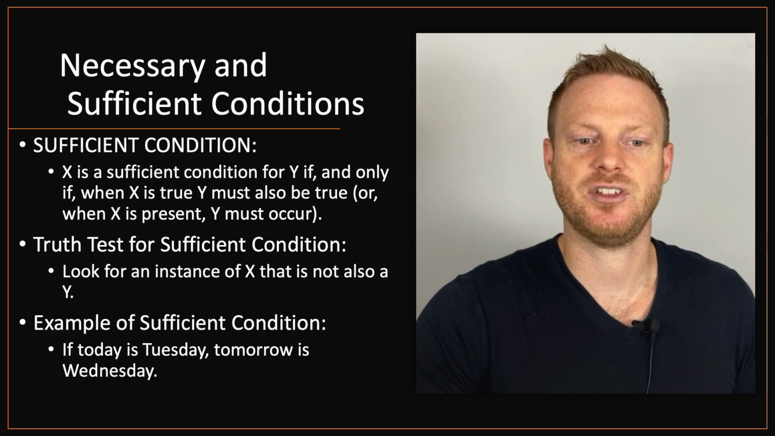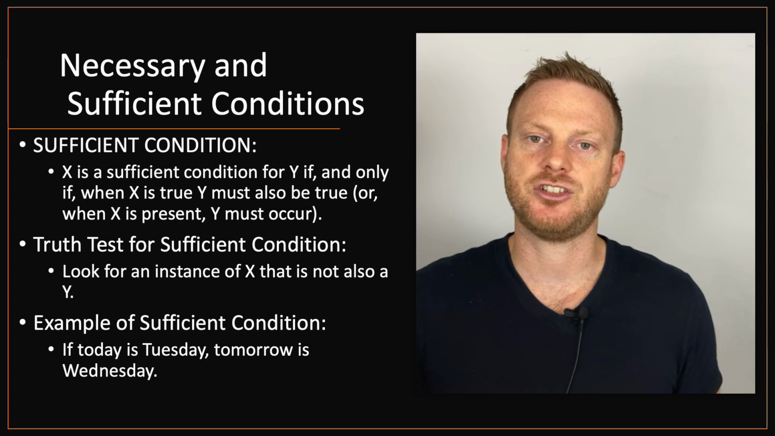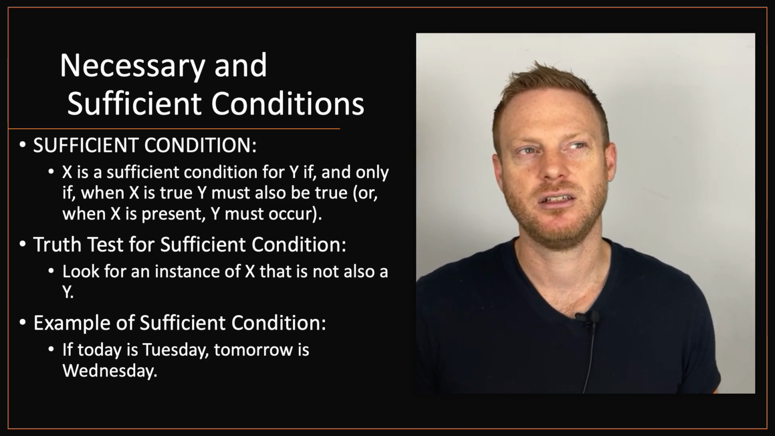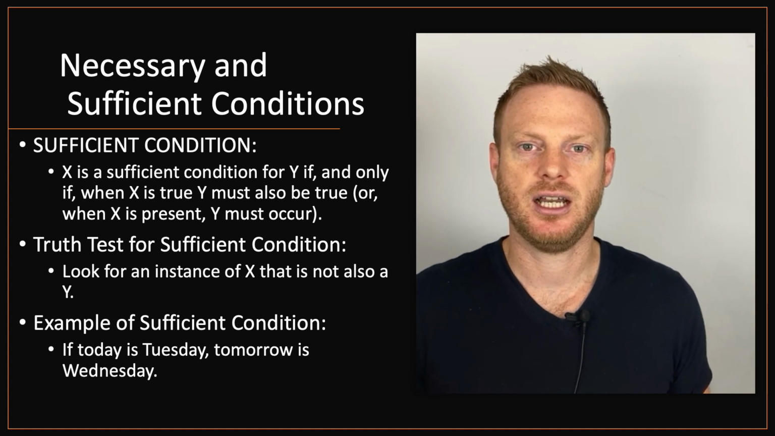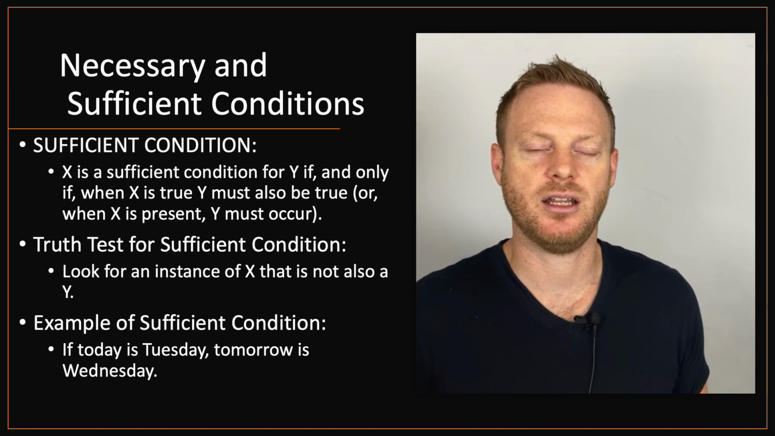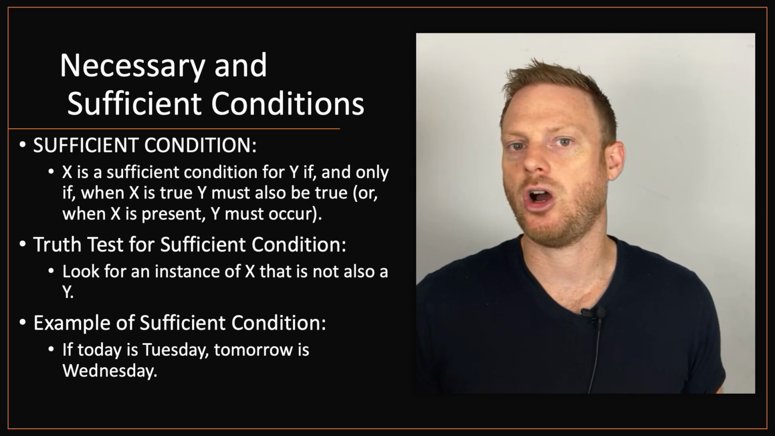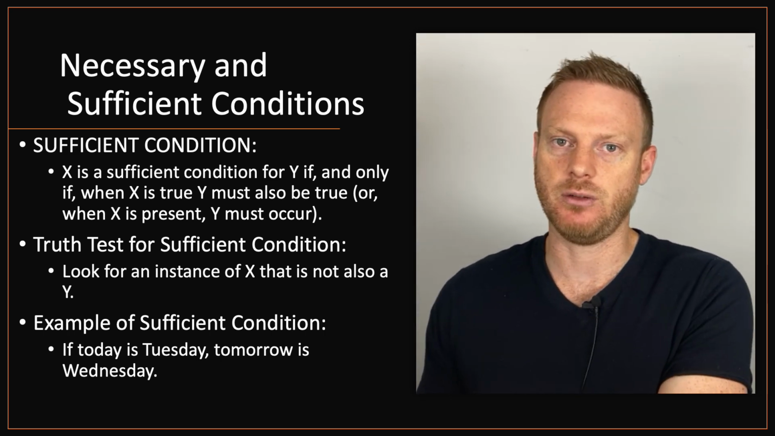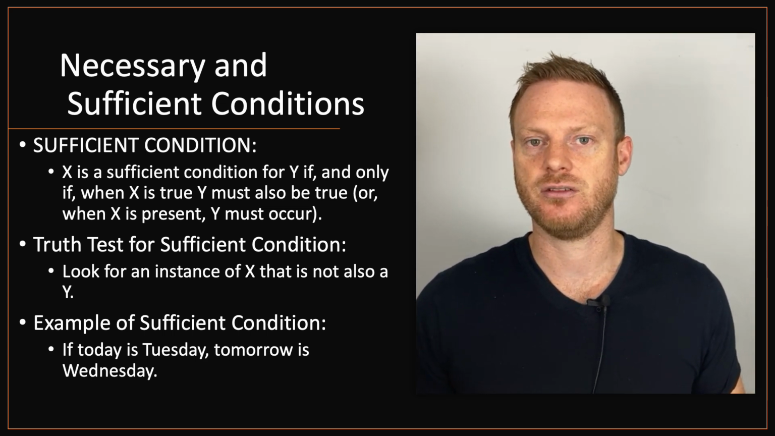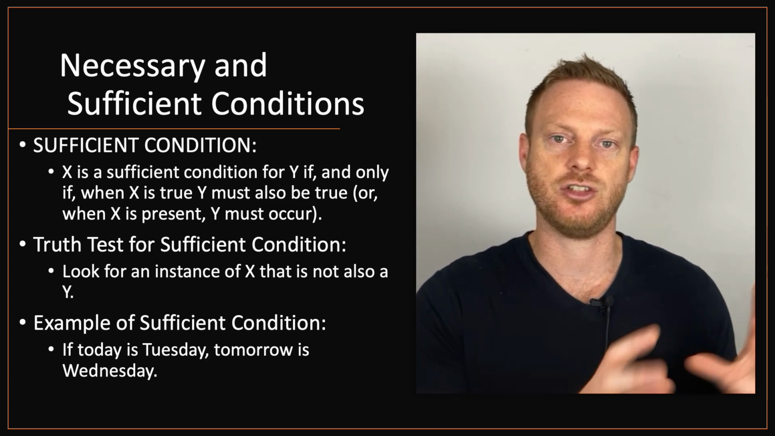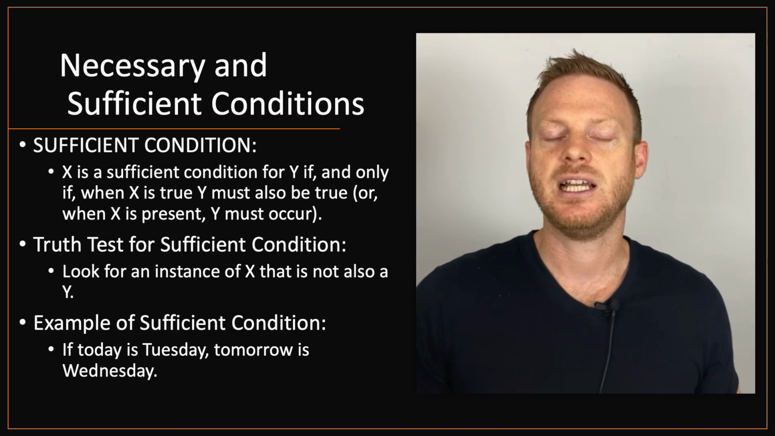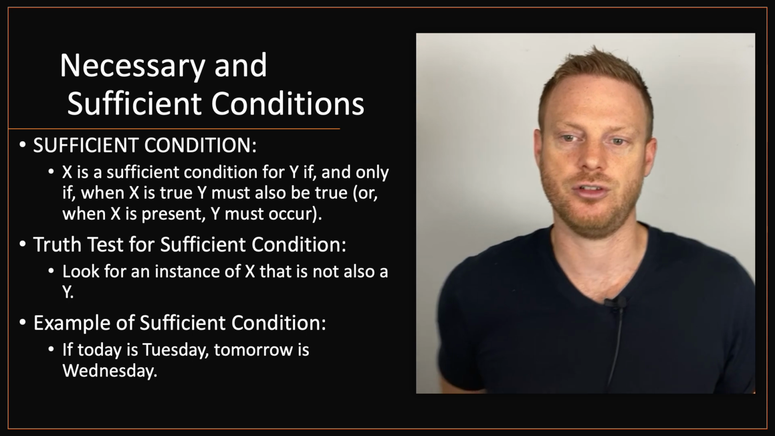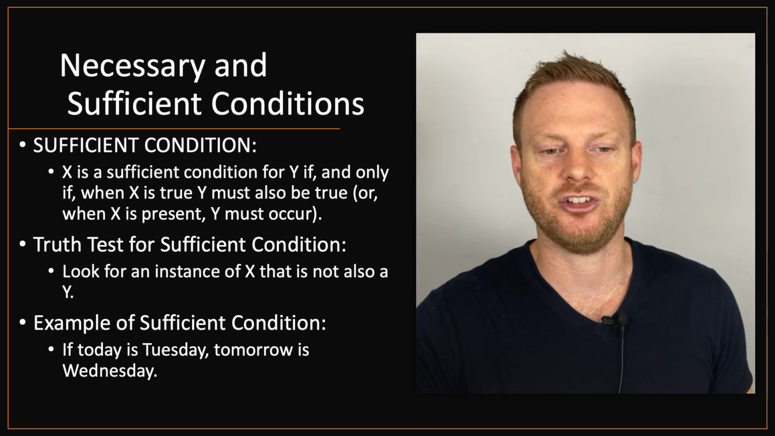Here's an example of a sufficient condition. If today is Tuesday, tomorrow is Wednesday. So I'm saying something slightly stronger here than a necessary condition. I'm saying if on any day you can say it's Tuesday, that guarantees that tomorrow is going to be Wednesday. So that's a sufficient condition, right? A necessary condition is slightly different. It just says you need this to be true for this to be true. A sufficient condition says if this is true, then you're guaranteed to have this other thing being true as well. So it's a different type of condition.